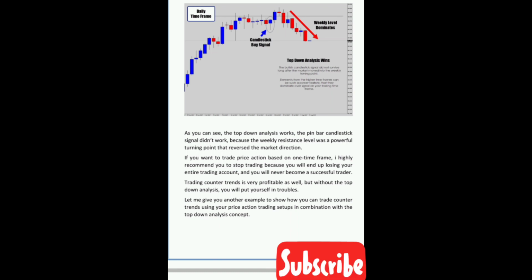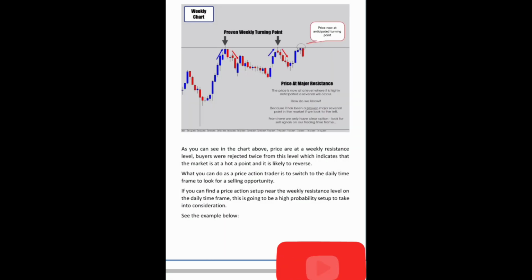Trading counter trends is very profitable as well, but without the top-down analysis, you will put yourself in trouble. Let me give you another example to show how you can trade counter trends using your price action trading setups in combination with the top-down analysis concept. You can see in the chart above, price is at a weekly resistance level. Buyers were rejected twice from this level, which indicates that the market is at a hot point and is likely to reverse. What you can do as a price action trader is to switch to the daily time frame to look for a selling opportunity.